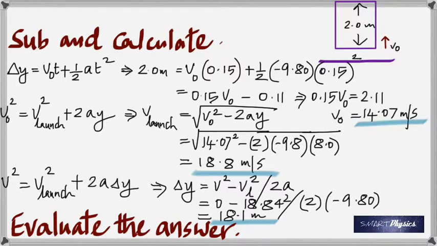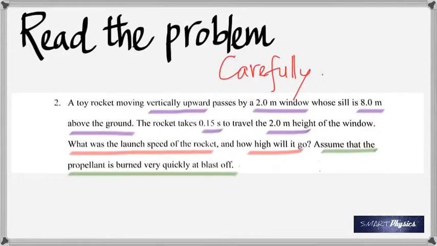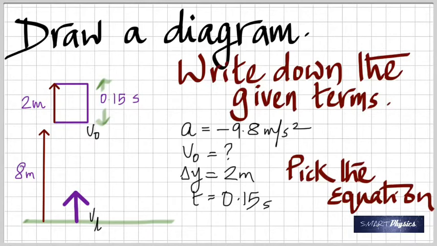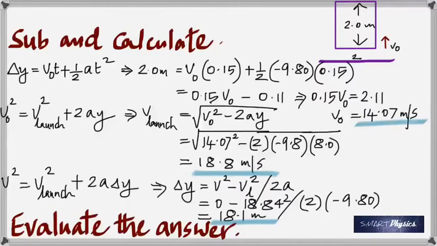Now, so these are the 6 steps of doing a problem. Let's go back over it again fast. Number 1, read the problem carefully. Number 2, draw a diagram. 3, write down the given terms. 4, pick the equation. 5, substitute and calculate. And then 6, evaluate the answer.